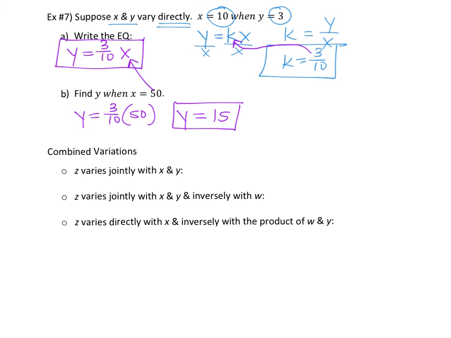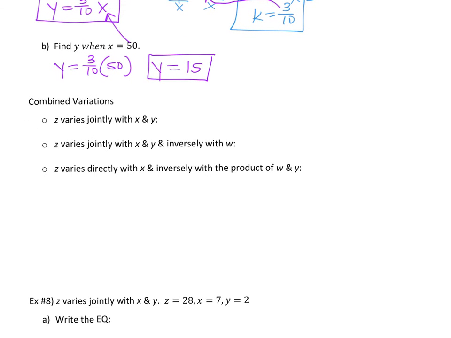Okay, now we get a little bit fancier. This is combined variations, and this will say a little more information, okay? Whenever it says varies jointly, that's direct, okay? So z varies jointly with x and y. You have to make sure you're always putting a constant in. There's always going to be a k in these setups. So we would say z varies jointly, so k times direct variation of x and y, that will be your equation, okay?